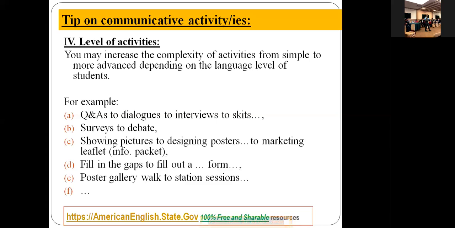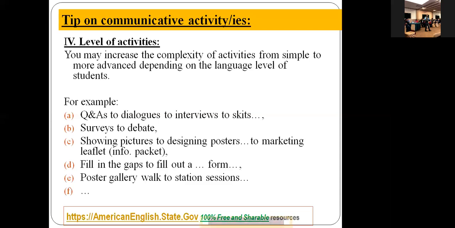For example, I have a kind of continuum. It's not a grouped continuum, but I have it step by step. For example, question answers to dialogues. And then if you want to go up, then it could be interviews or skits, drama, or surveys to debate, or showing pictures to designing posters. And also if you would like to go above, then you can ask them to make a marketing leaflet or information packet or book.